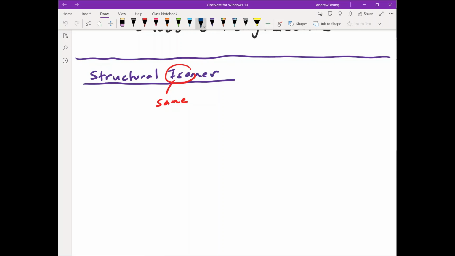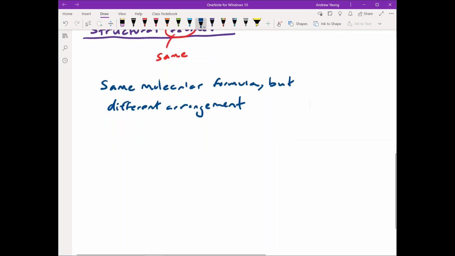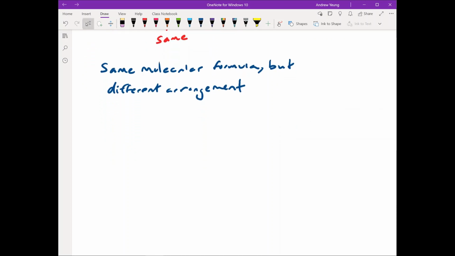In our case here, to be structural isomers, we have things that have the exact same molecular formula. But what's different about them is their arrangement, or their different structure. They're bonded differently. They're attached together differently. So let's just see how this works out here. Earlier in our lesson, we had started off with butane.